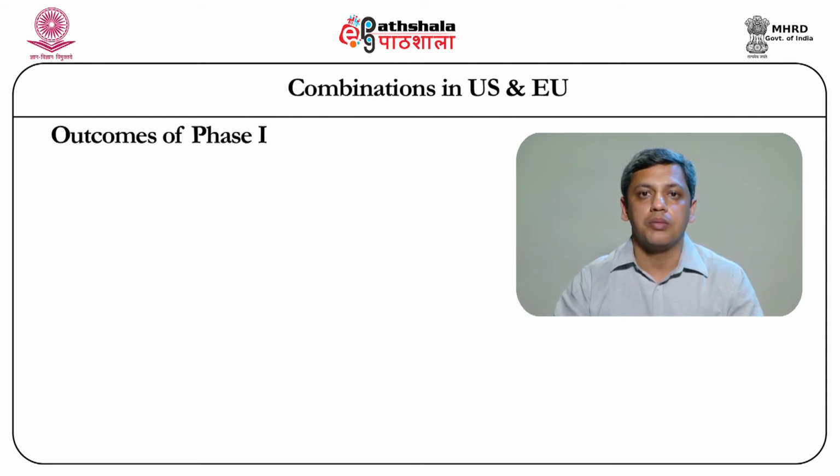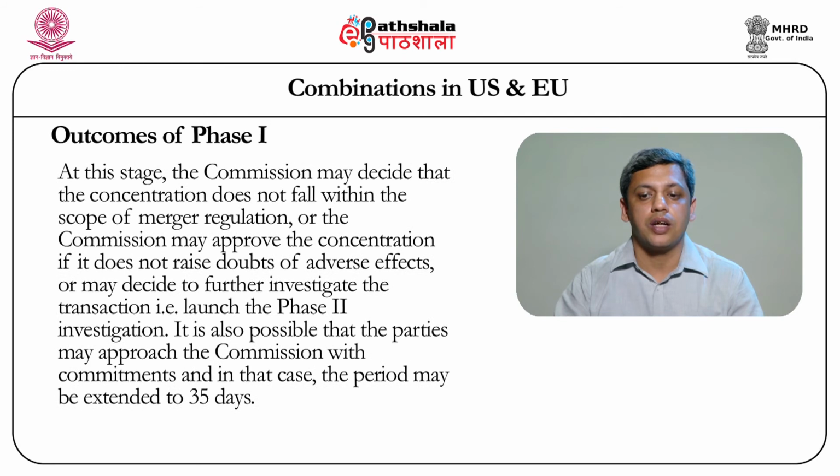What can be the outcomes of phase 1? At this stage, the Commission may decide that the concentration does not fall within the scope of merger regulation, or the Commission may approve the concentration if it does not raise any doubts on adverse effects, or it may decide to further investigate the transaction, that is, launch what is called as phase 2 investigation. It is also possible that the parties may approach the Commission with commitments, and in that case, the period of 25 days may be extended to 35 days.